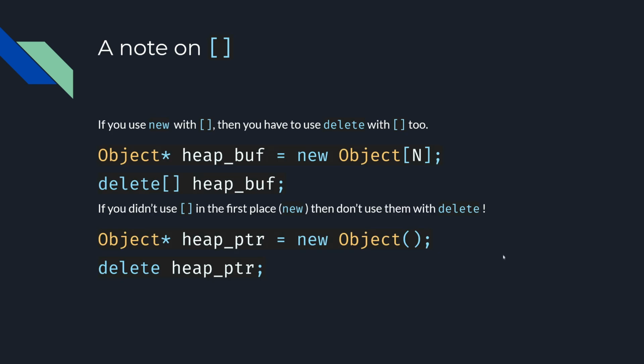Okay, so let's talk briefly about the brackets operator. If you use new with the brackets operator, you have to use delete with the brackets operator. What does that look like? Well, let's say I have Object* heapBuff = new Object[n]. Now this is different than parentheses. If I use the brackets here, then I have to use the brackets when I delete. Otherwise, if I forget to, memory leak.